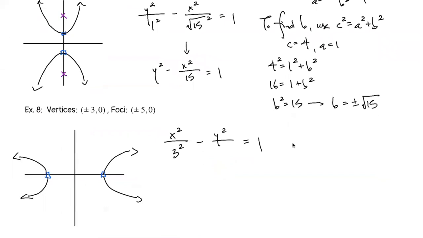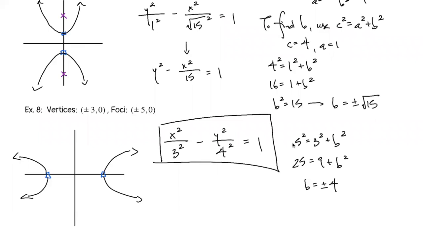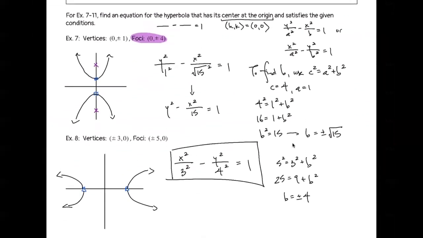We can say 5 squared equals 3 squared plus b squared. And so we'll get 25 equals 9 plus b squared, or b equals, let's see, 25 minus 9 is 16. So we get a plus or minus 4. So underneath the y squared, I could write 4 squared. Right? And this would be an absolutely fine answer. You could change the 3 squared to a 9 or the 4 squared to a 16. That would also be fine.